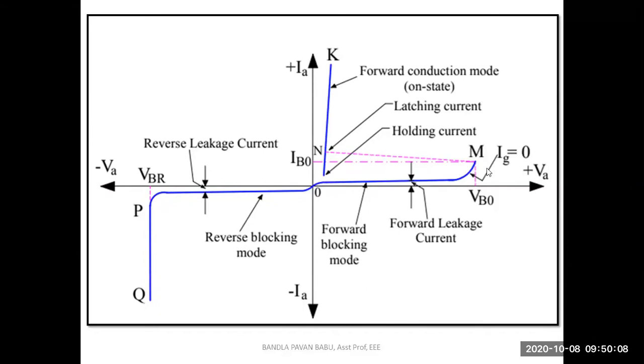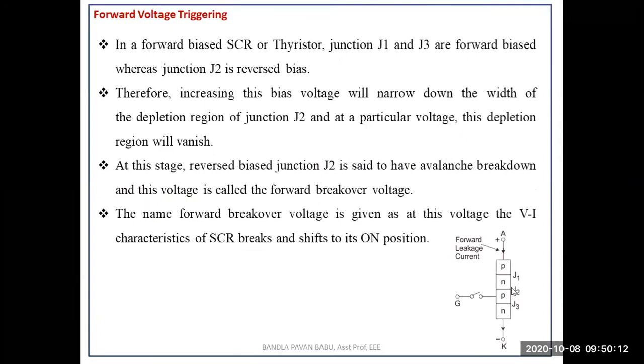Suddenly what happens? Because of the breakdown of junction J2, all the anode current flows from anode to cathode. So J2 also vanishes. Since J1 and J3 are already forward biased, the current flows from anode to cathode. So this is how the turn on method works in forward voltage triggering without any gate current.